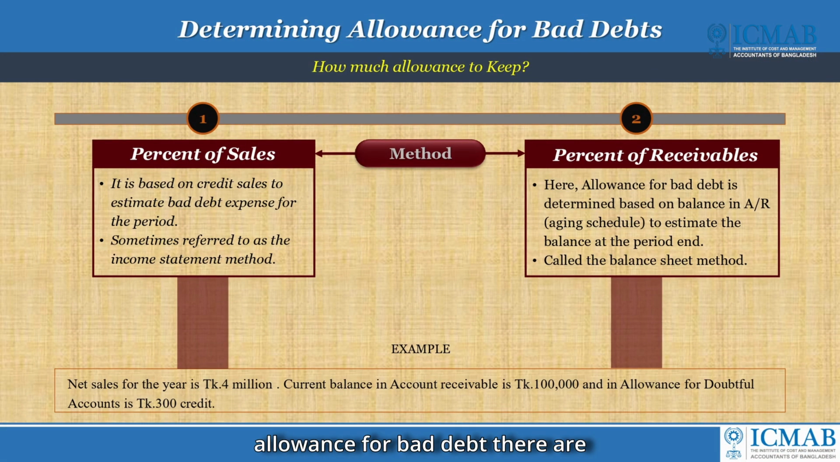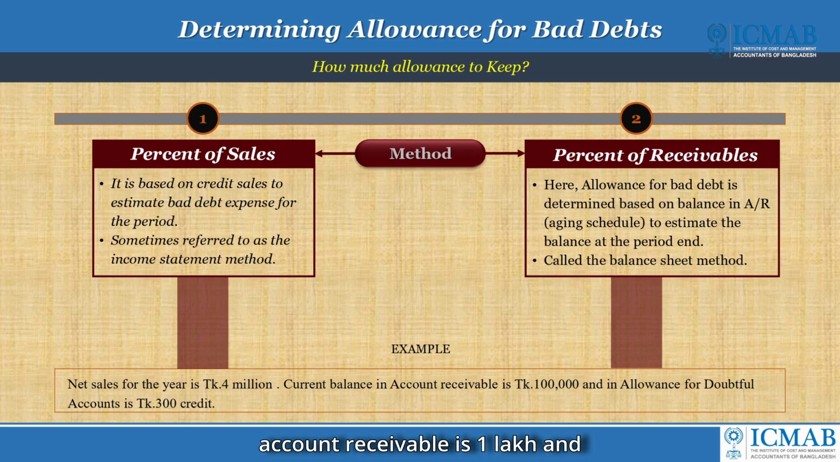In case of determining the allowance for bad debt, there are two bases. One is percentage of sales basis, another one is percentage of receivables basis. In case of the percentage of sales basis, it is based on credit sales to estimate bad debt expense for the period, and sometimes it is referred to as the income statement method. On the other hand, under the percent of receivables method, the allowance for bad debt is determined based on the balance in accounts receivable, that means based on an aging schedule, to estimate the balance at the period end, and it is called the balance sheet method.